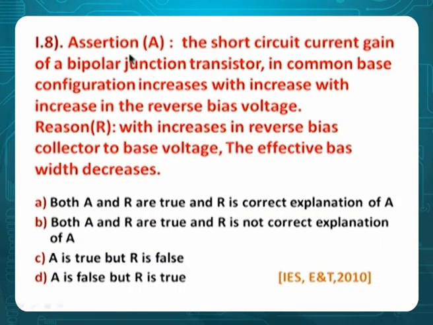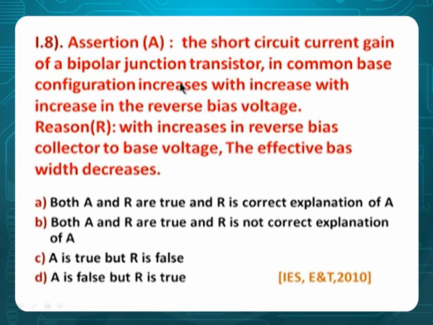8th question. Assert and reason. Be alert now. The short circuit current gain of a bipolar junction transistor in common base configuration increases with increase in the reverse bias. See what you mean by short circuit current, that too particularly in common base, alpha. Alpha increases with reverse bias naturally, because as output voltage increases, base width decreases, therefore output current increases. When output current increases, automatically alpha increases. That's one of the good things about early effect.